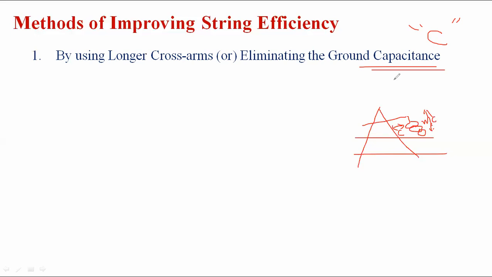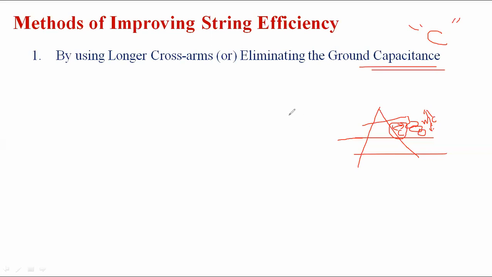That is by using a longer cross arm. Suppose this is the cross arm, it should be extended. By reducing this value, that is the shunt capacitance value, at that time we can increase the string efficiency. The shunt capacitance can be decreased by using long cross arms. But practically, it should be limited, that is as per our standard, as per our wish, we can't increase the cross arm length.